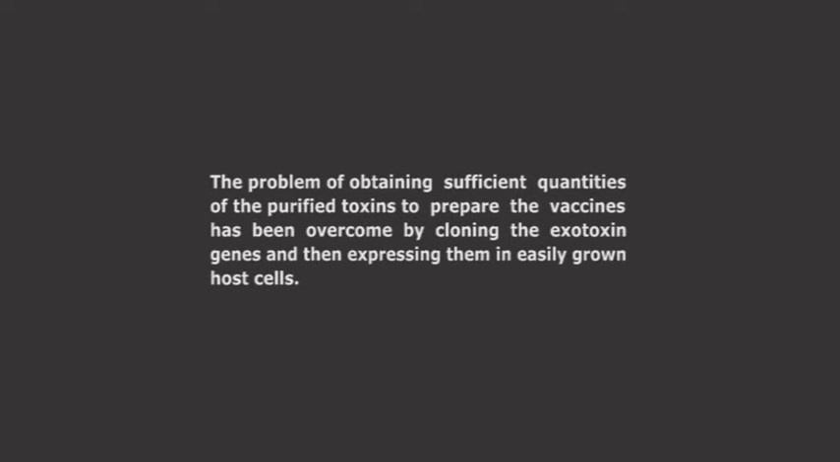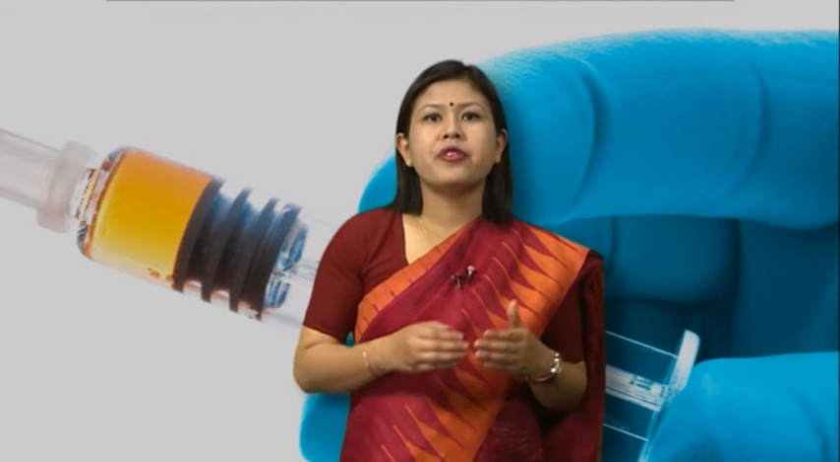The problem of obtaining sufficient quantities of the purified toxins to prepare the vaccines has been overcome by cloning the exotoxin genes and then expressing them in easily grown host cells. In this way, large quantities of exotoxin can be produced, purified, and subsequently inactivated.